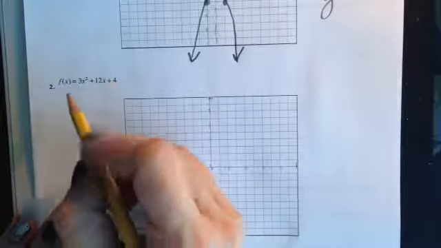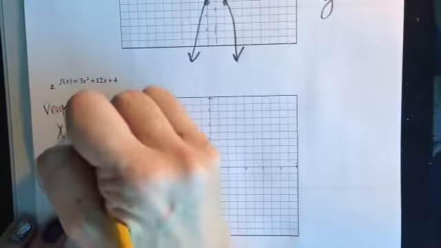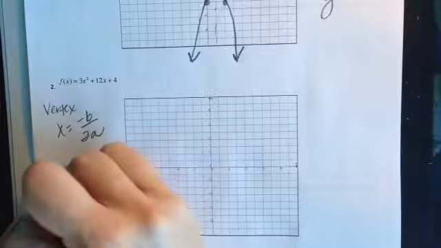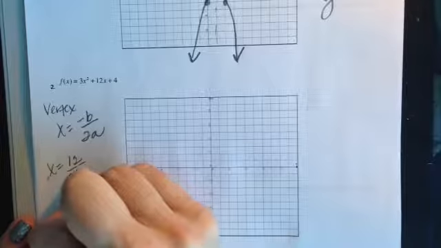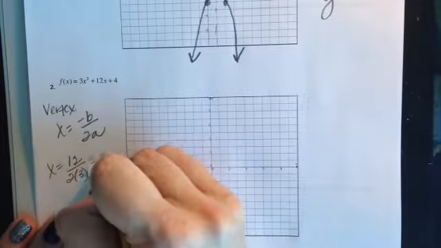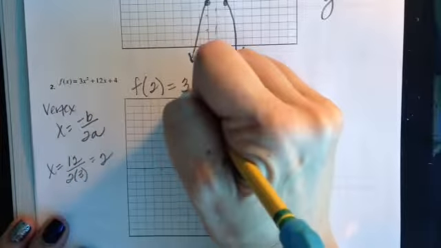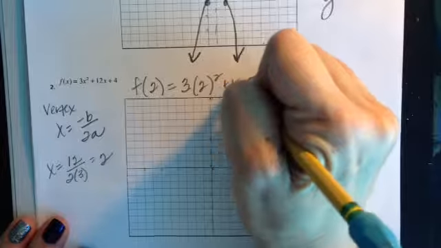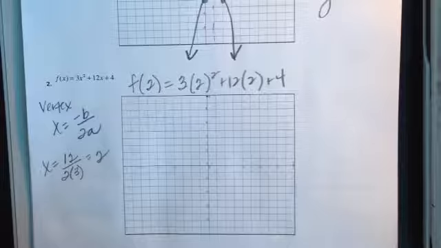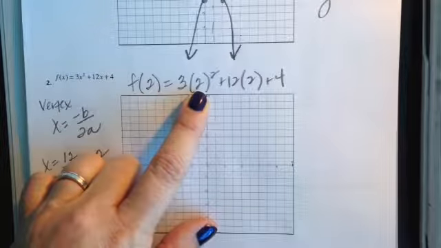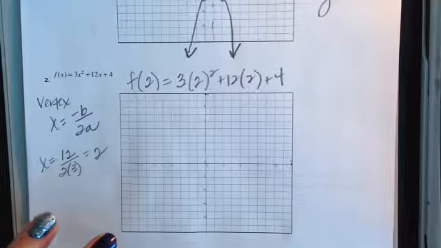Number 2, this is in standard form. In standard form, the vertex has an x value of negative b over 2a. So the x value of the vertex in this equation is going to be 12 over 2 times 3, which is 12 divided by 6, or 2. I'm going to evaluate this function when x is 2 to find out the y value of the vertex. And when I put that into my calculator, I'm finding that the y value of the vertex is 40.